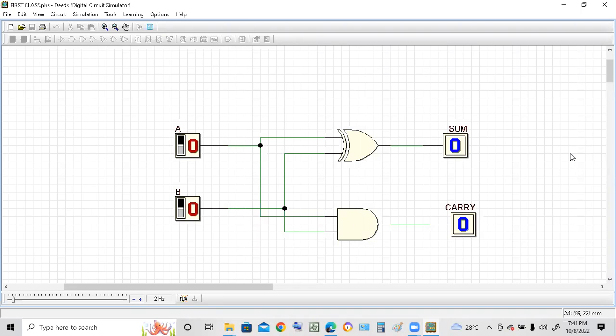See that? Examine the timing diagram. Yes, sir. You're seeing it? Yes, sir. All right. So I'm gonna change something now. What should I change? The B? Yeah, change the B to high. All right. You see that now? Look at the timing diagram. Sum is 1, carry is zero.